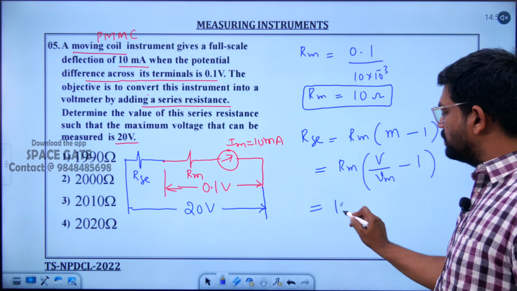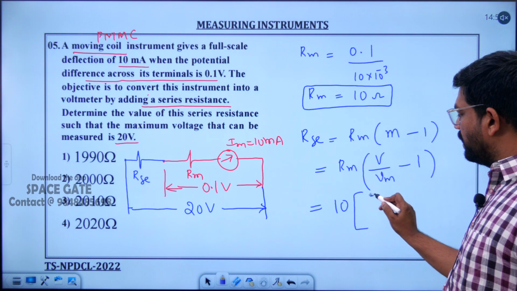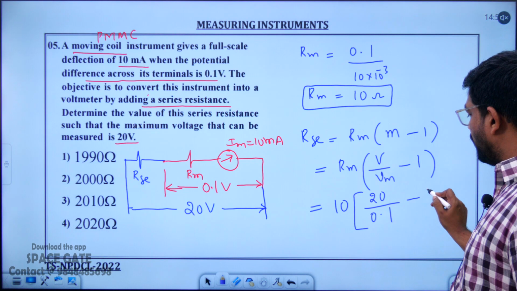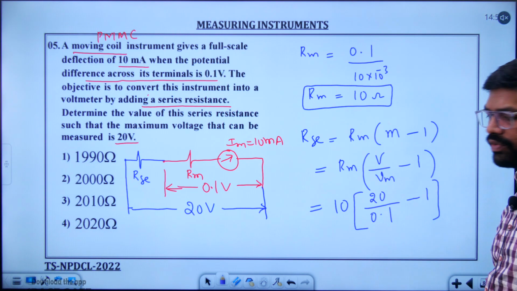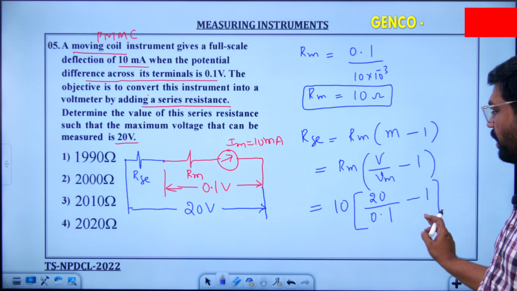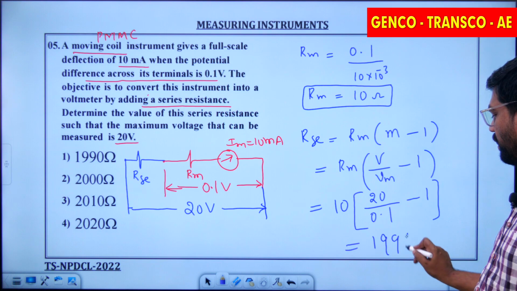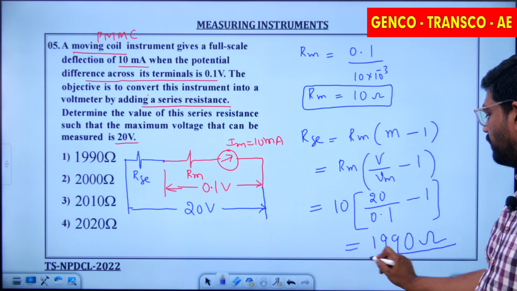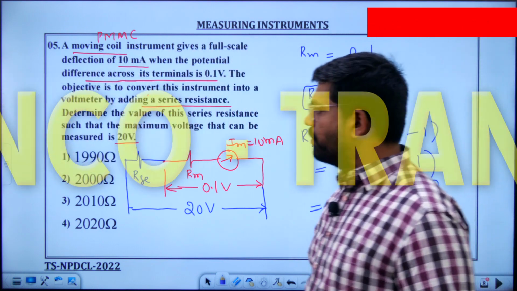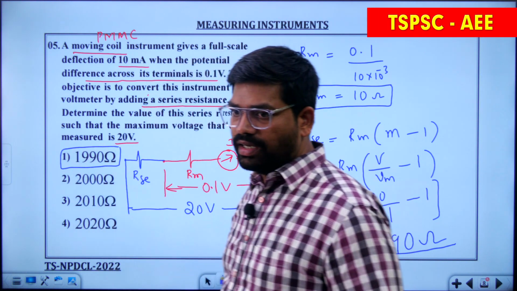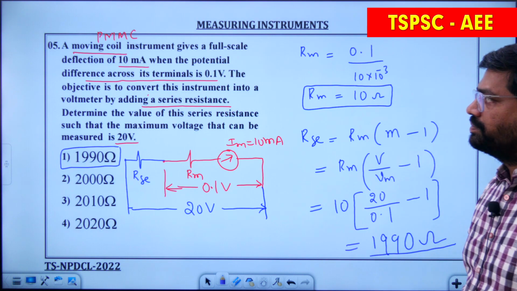So here meter resistance is 10. We are extending it to 20 from 0.1, minus 1. So 20 by 0.1 means 200 minus 1, 199 into 10 means we will get 1990 ohms. This is the amount of series resistance required. So which option is correct here? First option is correct for this question, right or not?